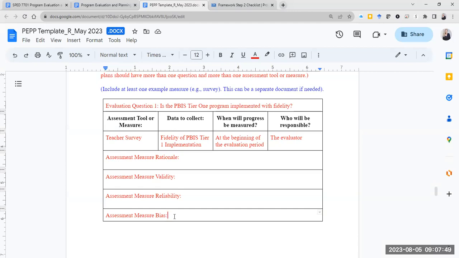Bias. If I'm the creator of this PBIS Tier 1 program, I might not ask the hard questions. Whereas if I'm someone who doesn't have a dog in the fight, I might ask questions that really may expose this Tier 1 program. I'm sure as a teacher, you've taken a survey before and you're like, well, that didn't really ask me what it needed to ask me.